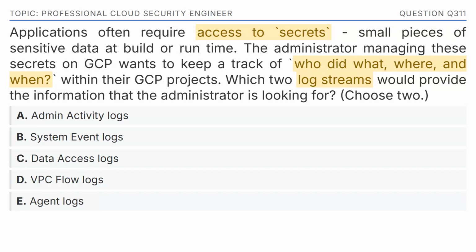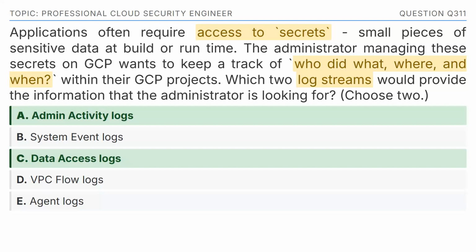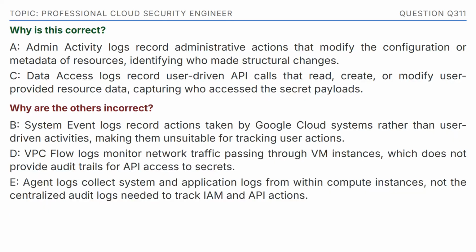To arrive at the correct answer, we focus on the keywords: access to secrets, who did what, where, and when, log streams. The correct answers are Option A, Admin Activity Logs, and Option C, Data Access Logs. Why is this correct? A. Admin activity logs record administrative actions that modify the configuration or metadata of resources, identifying who made structural changes. C. Data access logs record user-driven API calls that read, create, or modify user-provided resource data, capturing who accessed the secret payloads.